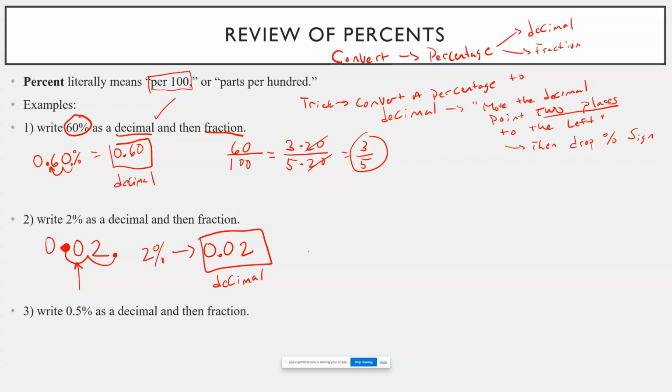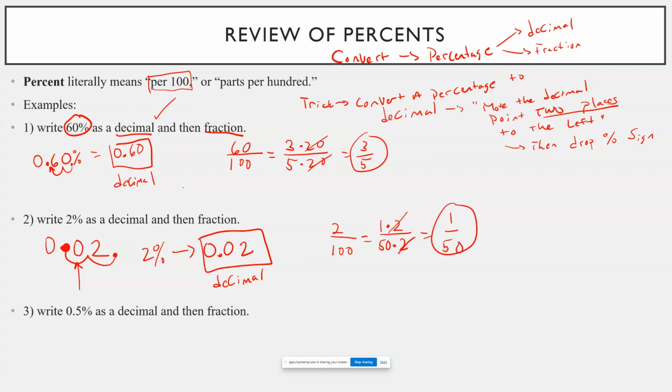Next, then, as a fraction, you're going to take 2, and remember, it's per 100, so you're going to put it over 100. So how are we going to simplify this? Well, 2 is the same thing as 1 times 2. And I think 100 is the same thing as 50 times 2. You'll notice the common value in both the numerator and denominator here will cancel out. And this just simplifies to 1 over 50.